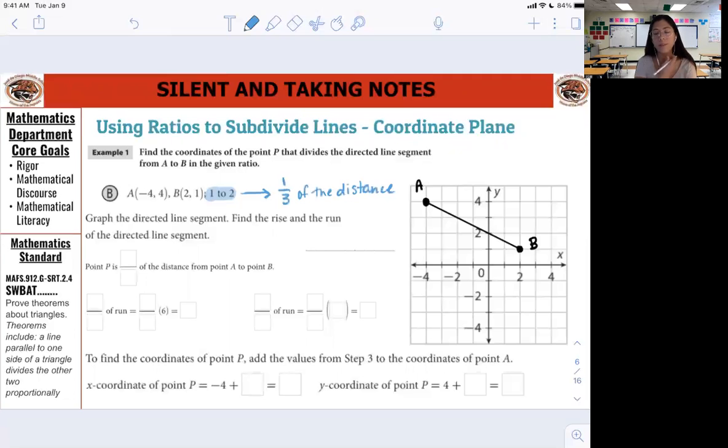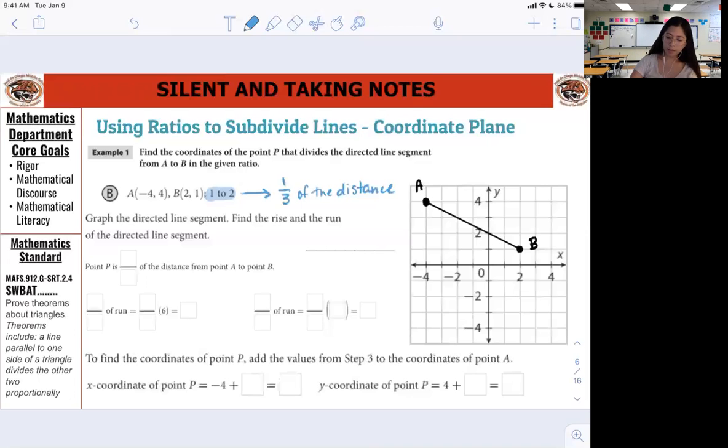Okay, but here's the issue: since I have a diagonal line, I can't just count the distance from A to B. So we're going to use a different strategy. Like it says below, graph the line segment, and it's called a directed line segment. That's just because it's diagonal, right? It has a direction, it's not flat.